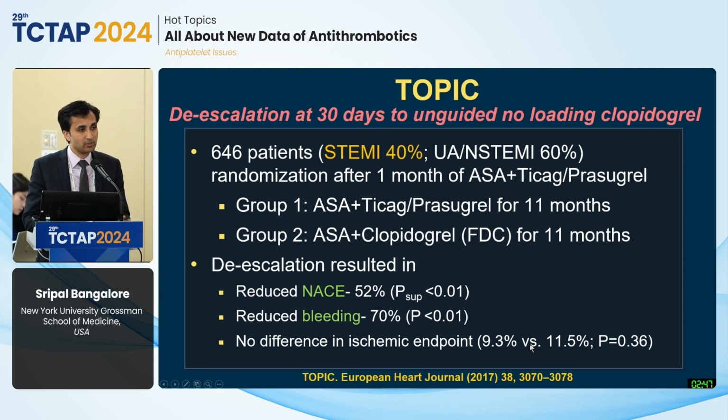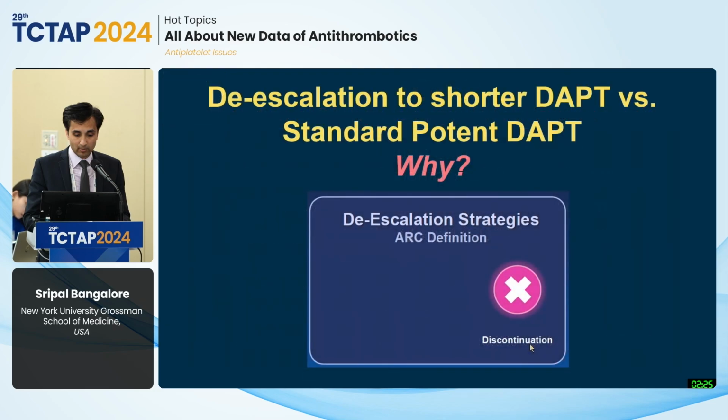Again, a good representation, 40% of patients with STEMI, this time comparing de-escalation to clopidogrel, but this was a fixed dose combination. The standard group received either ticagrelor or prasugrel, and the results were very similar. De-escalation reduced NACE, driven by reduction in bleeding, no difference in ischemic endpoints.